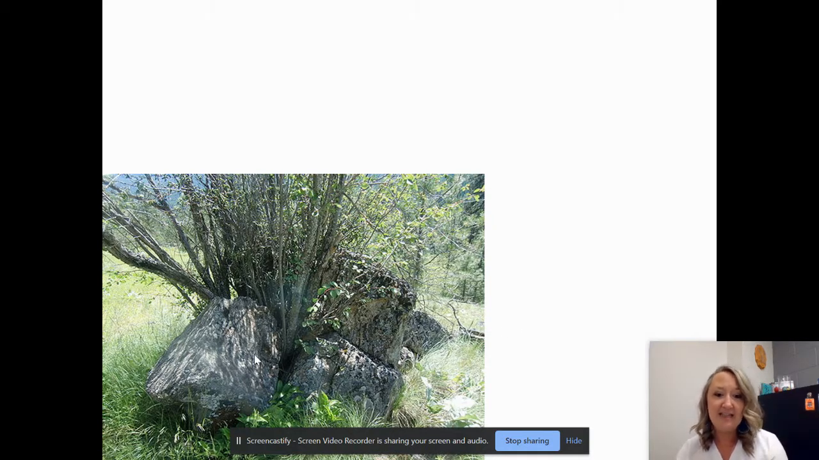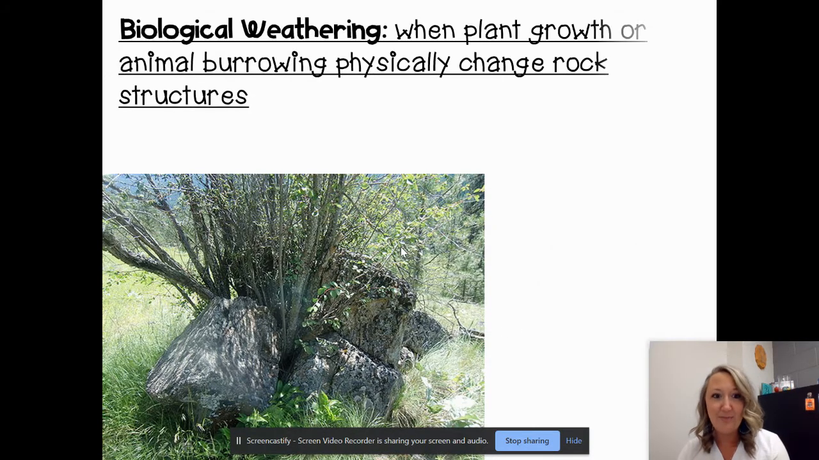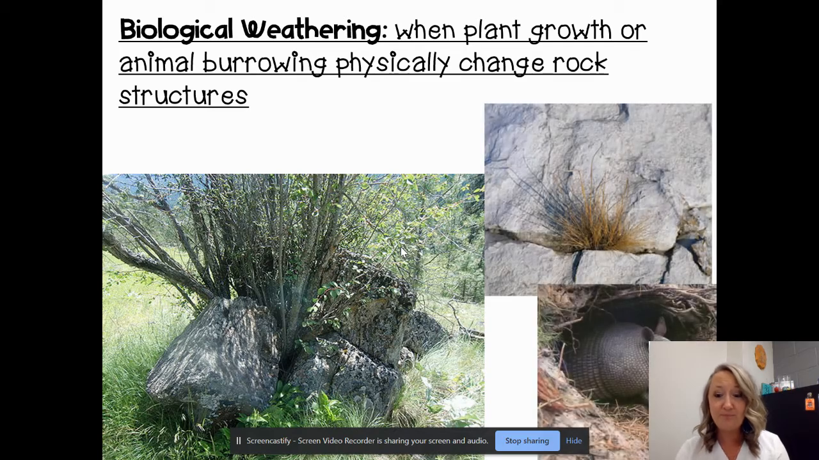I'm sure you can see that this type of weathering is caused by something biological. It's caused by either plants or animals that physically change those rock structures. So a seed gets trapped in a little small crevice of a rock. It grows into a tree. As it gets bigger, the force of that tree growing and the roots digging deep are going to force that rock apart to break into smaller particles.